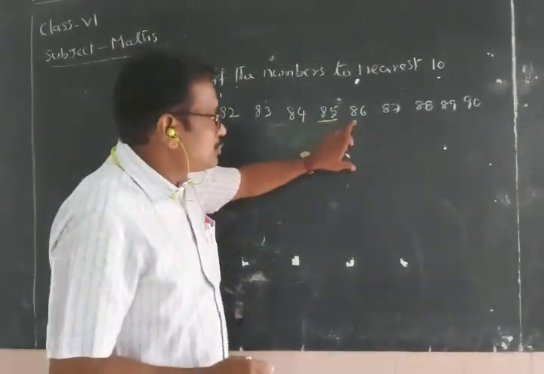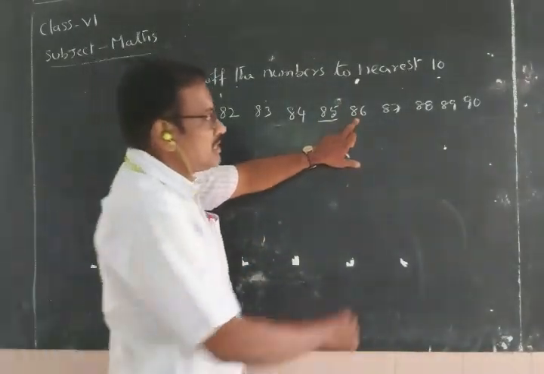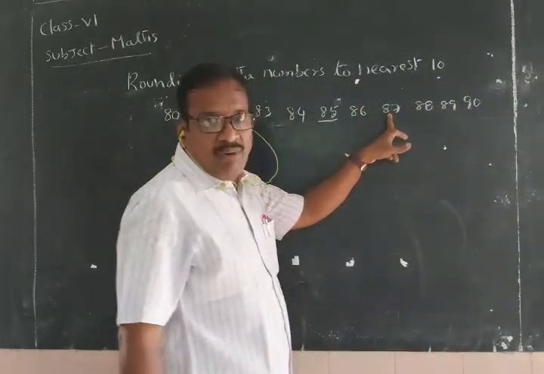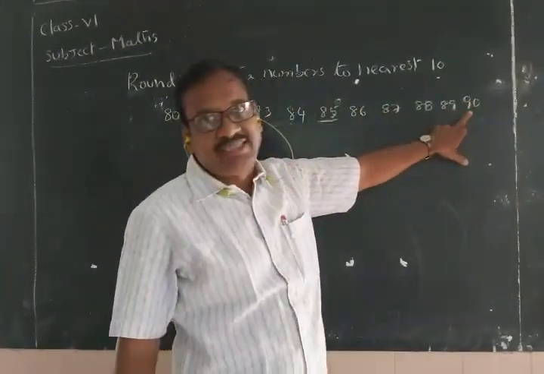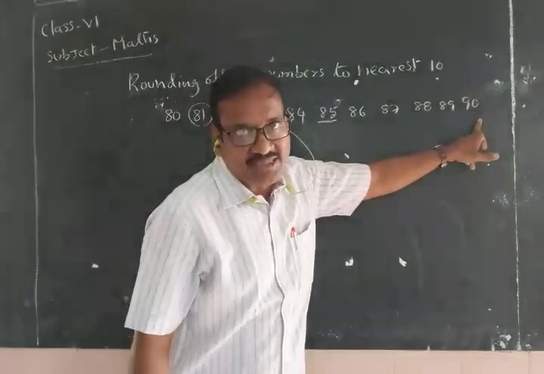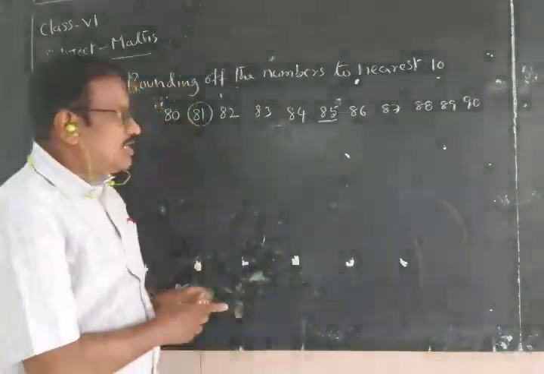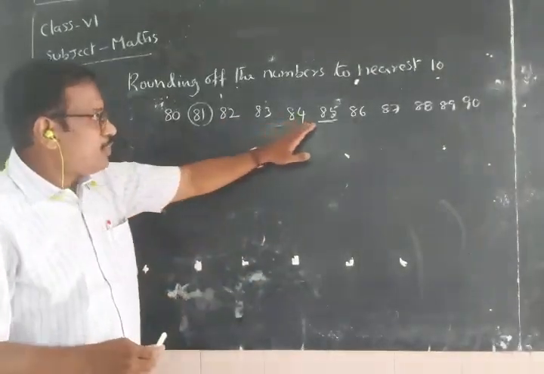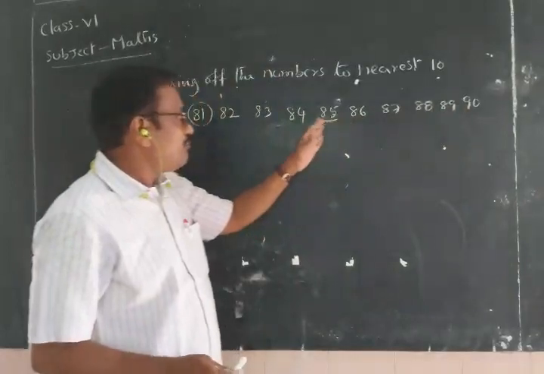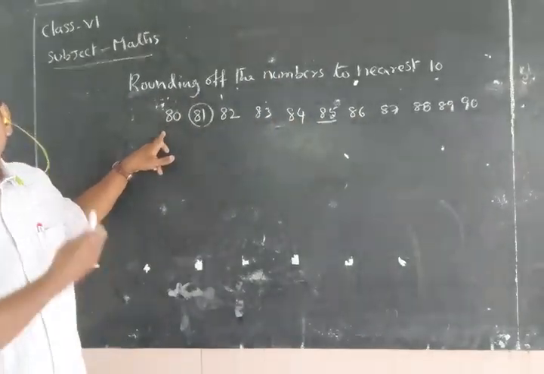Now suppose you take 86. What is the nearest number? 90. Suppose 87. What is the nearest number? 90. Okay, so what is the meaning finally? Numbers above 85 are all nearest to 90, and numbers below 85 are all nearest to 80.